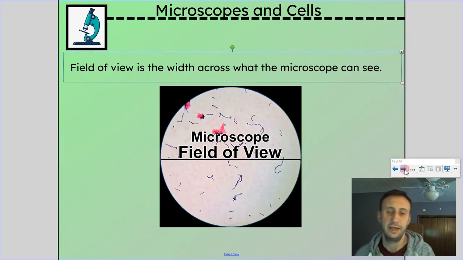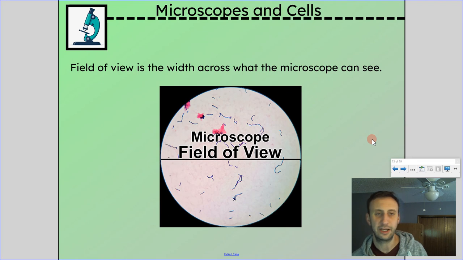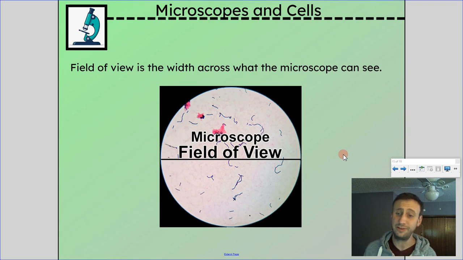Now, one term that we need to know and talk about is field of view. Field of view is actually the diameter from one side to the other side of what you're looking at under the microscope. So it is the length from here to here. You can actually see field of view using a microscope by just placing a see-through ruler underneath it and looking at it. You can tell by looking at the ruler how much you can see. So if you can see like 1 millimeter, 2 millimeters, then you know the field of view is 2 millimeters. Right, so it's just how wide you're actually seeing on that image.